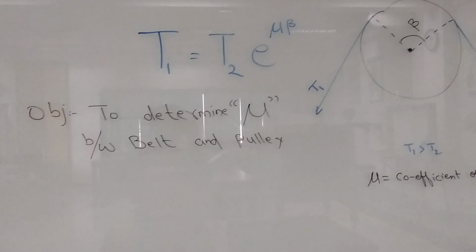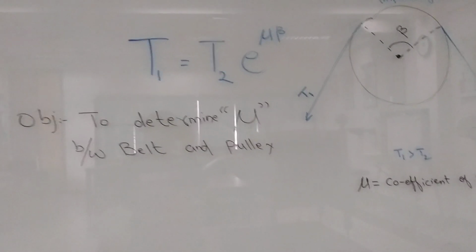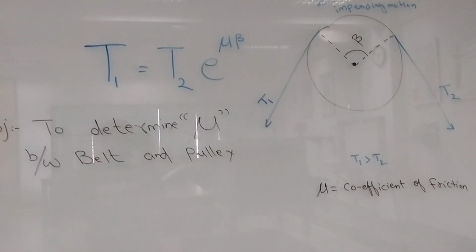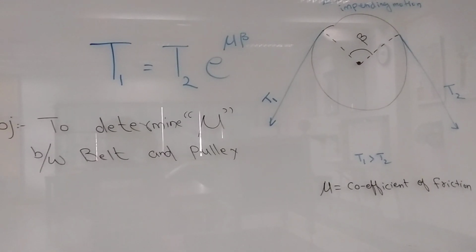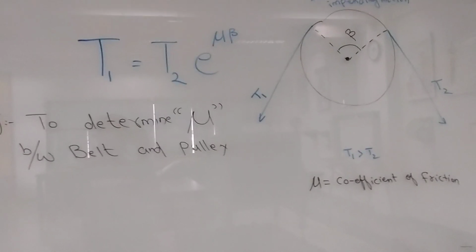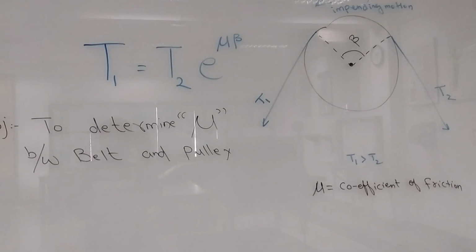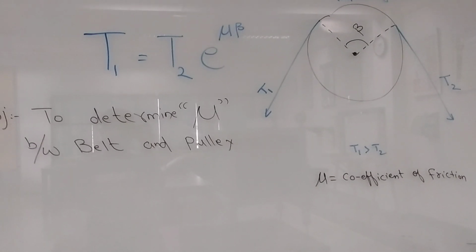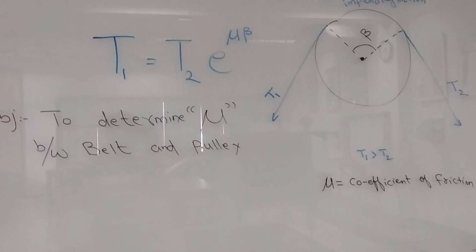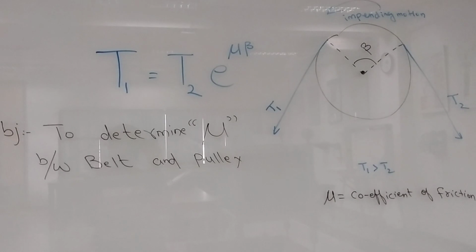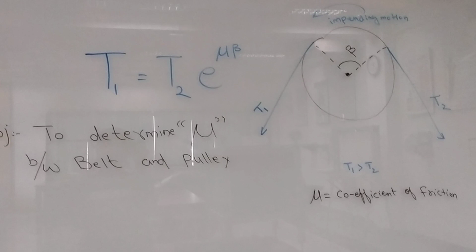What I'll do is give the tension T1 by applying the weights. So I know T1, and T2 would be given by the spring balance. I know the value of beta, so using this relation I can calculate the coefficient of friction for the flat belt. This is for the impending motion. Keep it in mind, if the coefficient of friction between the belt and the pulley is lower than this one, then the belt will slip.